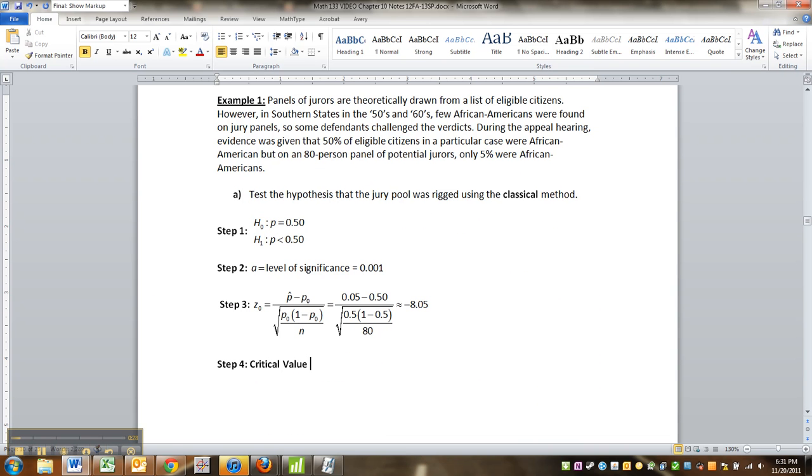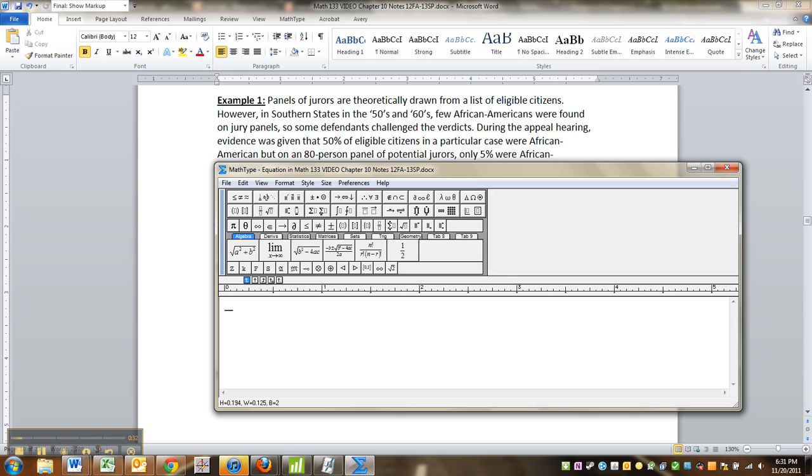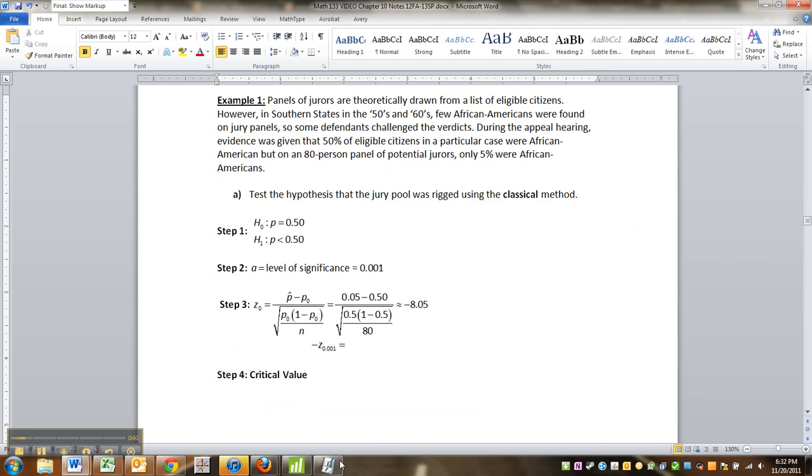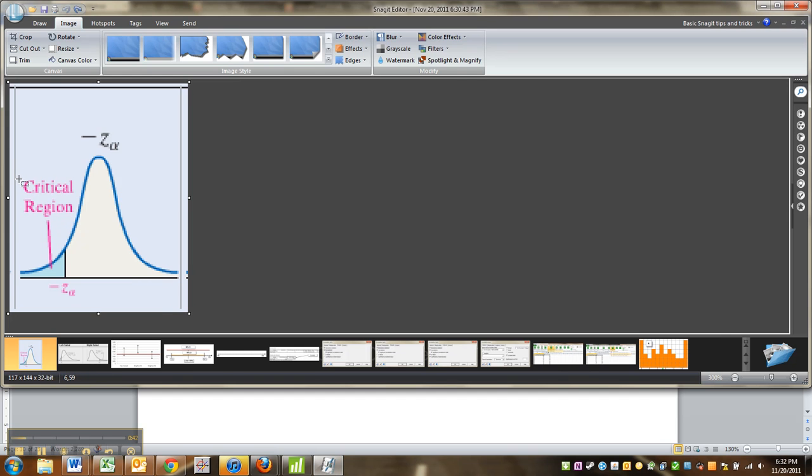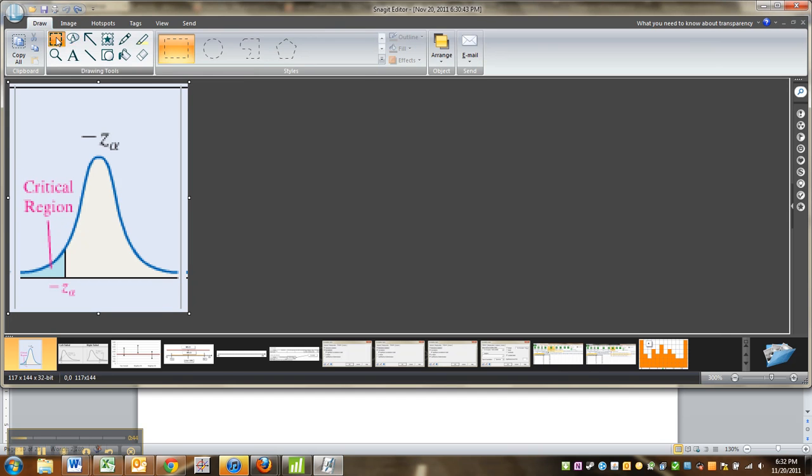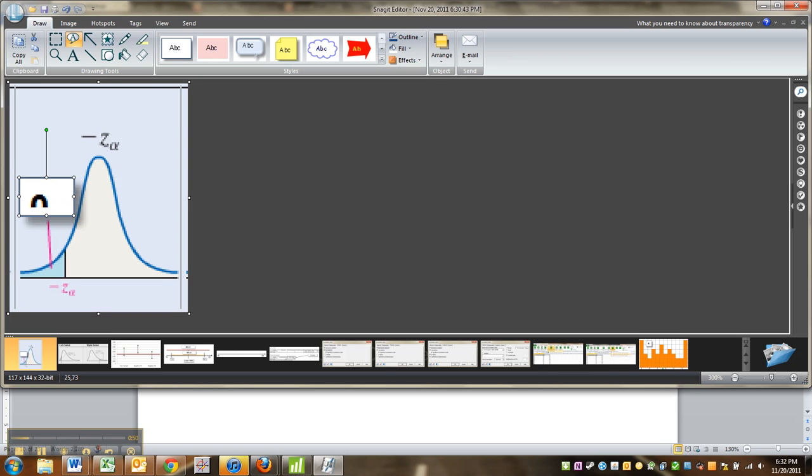So we're looking for negative z 0.001. Okay, that's what we want to find. So then the question is, what is it? Well, let me draw this picture and look at it. That critical region is the alpha that we are referring to. So it is 0.001. I need to make that so you guys can see it.